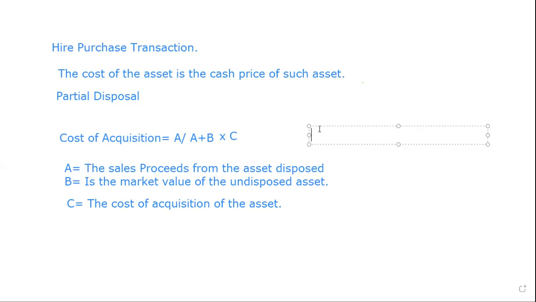So the amount you are selling is the A. The market value of the portion you are not selling is the B. And the C is the cost of acquisition of the whole asset at the time you bought it. Do you understand now? Okay. All right, so let's move on to solving an illustration.